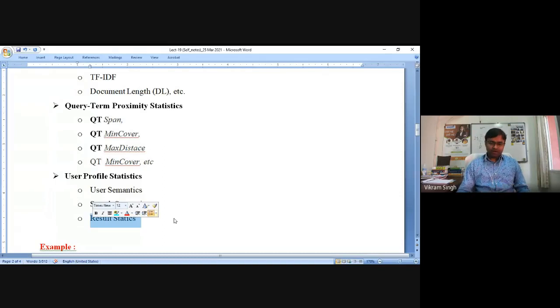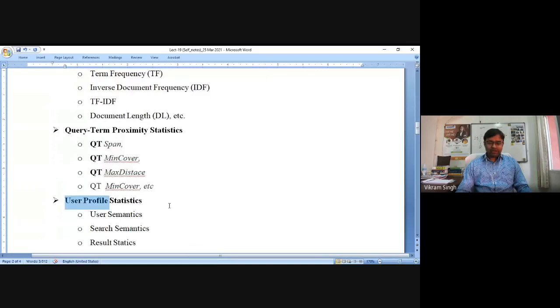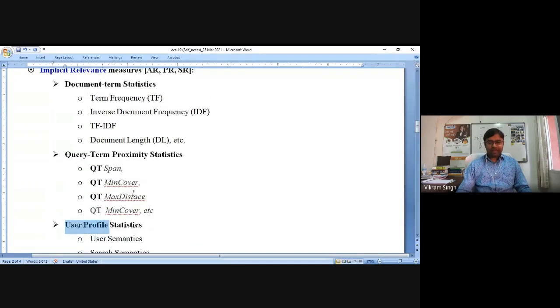So after utilizing this user profile information, you can derive some sort of relevance, or you can generate some sort of relevance estimation, right? So these are basically the fundamental types of statistics we can have to estimate the implicit relevance during a search or during a relevance ranking process.